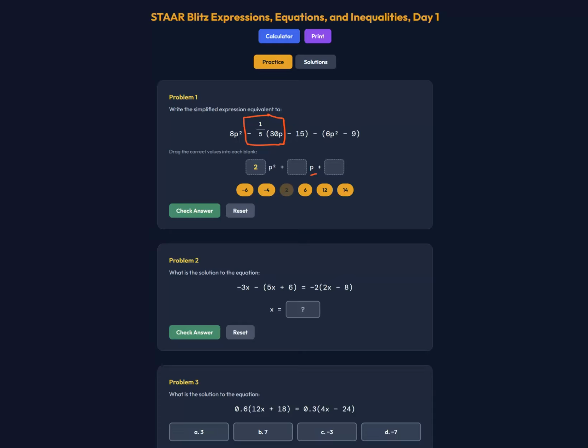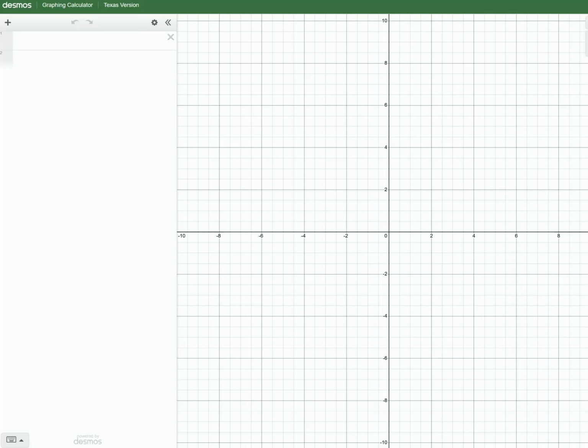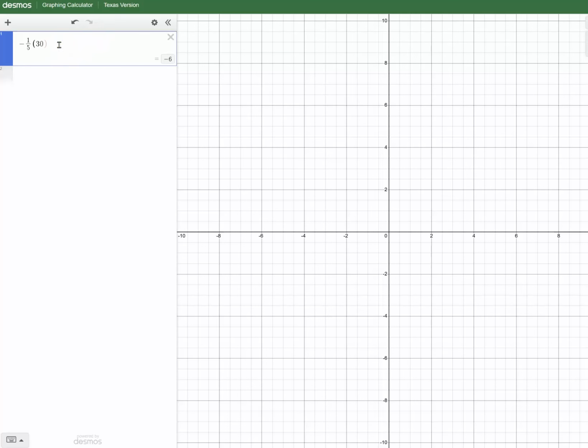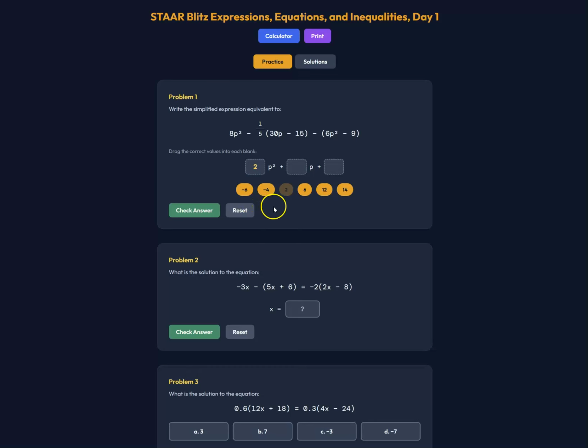Well, if we just type almost the same thing, we're just going to find out what the number would be, right? So what I'm going to do is show you on the Desmos calculator. I have the negative 1/5, and then I'm just going to put the parentheses, and since we had 30p, we're just going to put 30. If you notice, I don't have to do anything different other than set it up the exact same way that I saw it. And I get negative 6. So I can come back here and now take in negative 6.